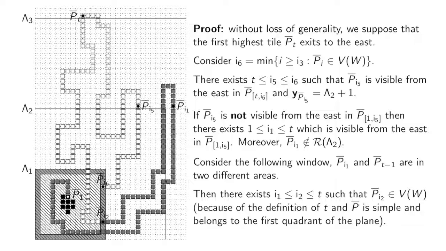Here the path assembly in gray is obtained by shortening P at index I2. This path assembly satisfies all the hypotheses of the lemma. It exits the square of width λ2, then it enters in the square of width λ1 and it does not include the tile Pi6.